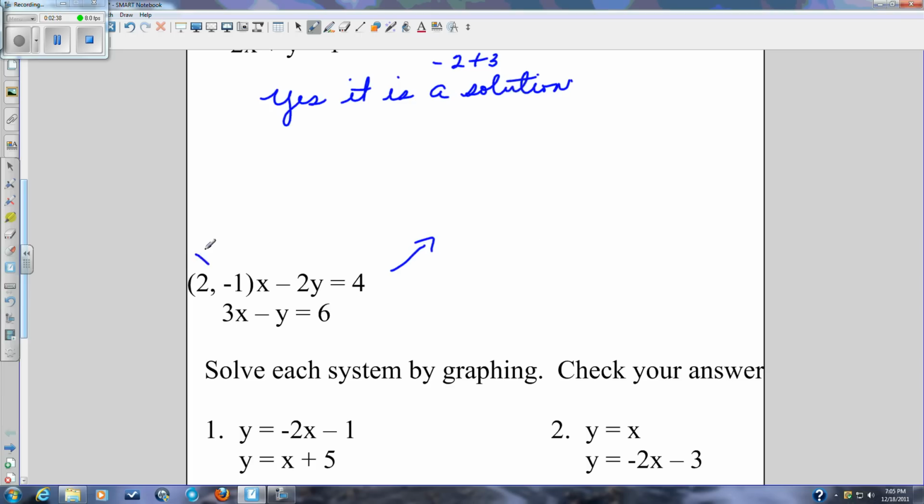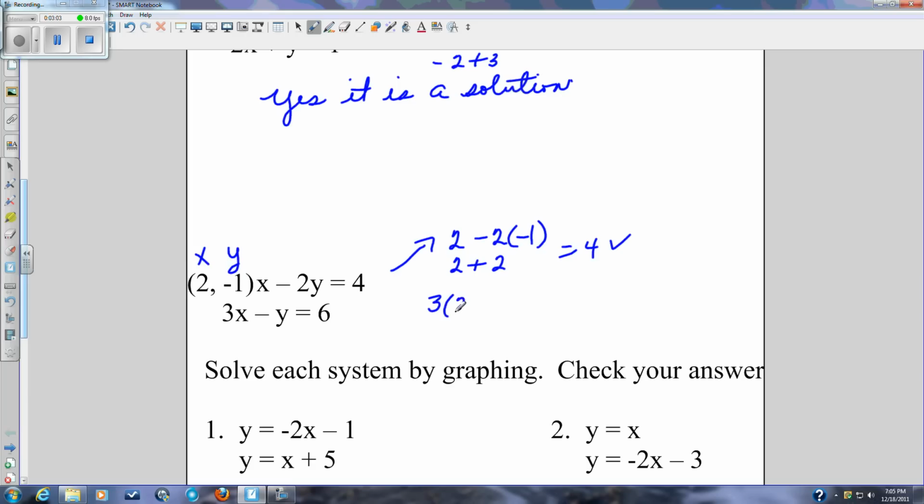Again, 2 is x, y is negative 1, and we have 2 minus 2 times negative 1, and we want to know, does that equal 4? Well, that's the same as having negative 2 times negative 1 is a positive 2, and 2 plus 2 does indeed equal 4, so that is a solution of the first equation. Now let's try it with the second one.